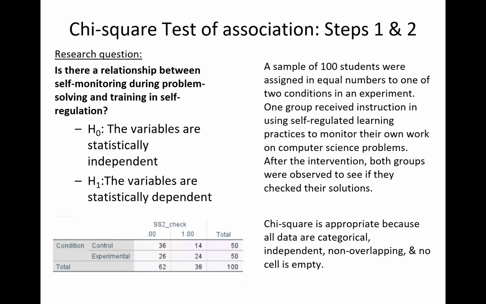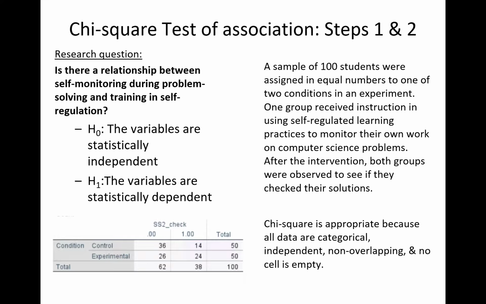There is a relationship between whether or not you've been trained in self-regulation and whether or not you self-monitor during problem solving. We've got 100 students. We assigned them in equal numbers to one of two conditions in an experiment. One condition received instruction in using self-regulated learning practices to monitor their own work on computer science problems. After the intervention, both groups were observed to see if they checked their solutions while solving computer problems.